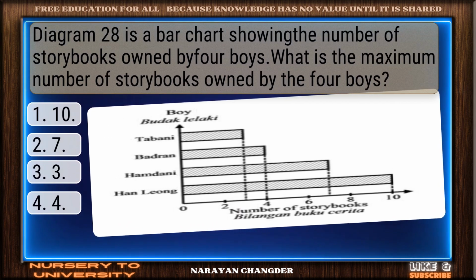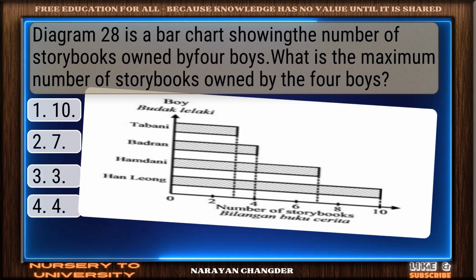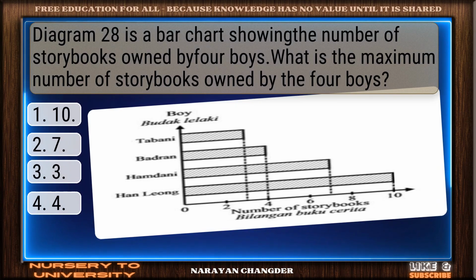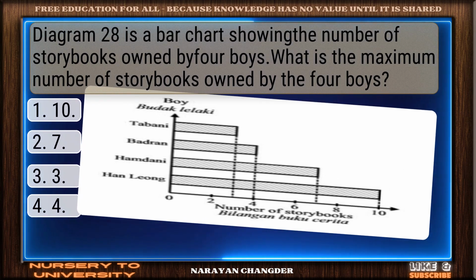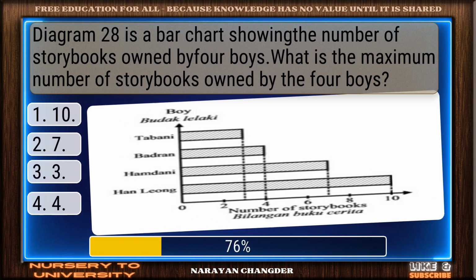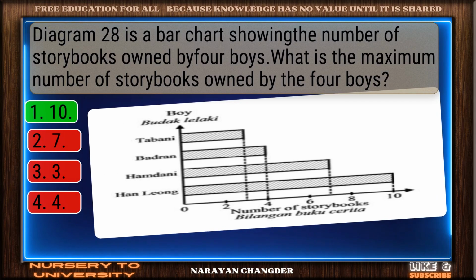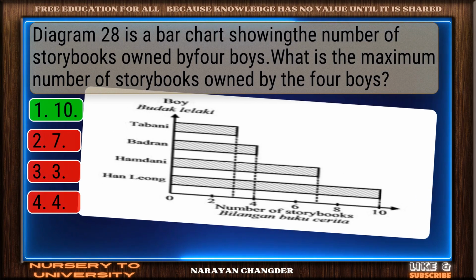Diagram 28 is a bar chart showing the number of storybooks owned by 4 boys. What is the maximum number of storybooks owned by the 4 boys? Strong choice. 10 is the right answer.